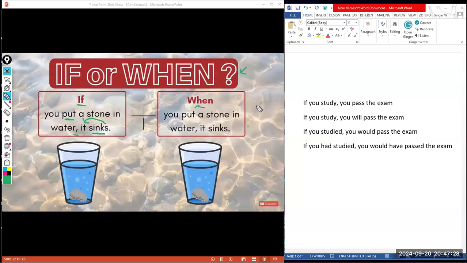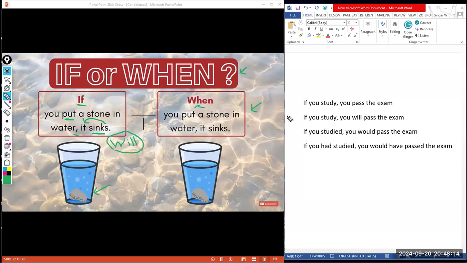So notice that this is a fact. All the time, if you throw a stone in water, it sinks. Let me say that maybe the stone is really big or small, but every time you throw or put a stone in water, it sinks. If you want to say, guys, if you put a stone in water, it will sink, notice that will is talking about temporary things, okay? Or not fixed, or I can say that they are changeable.